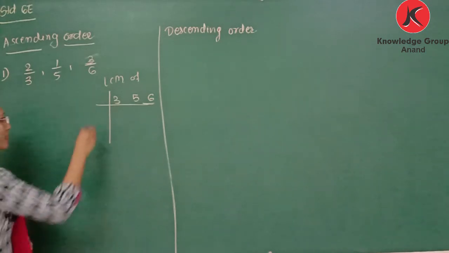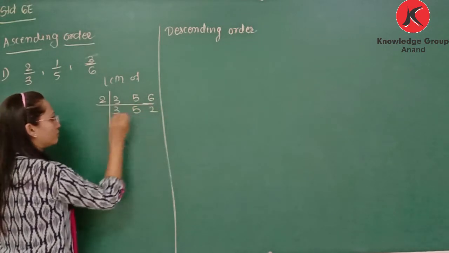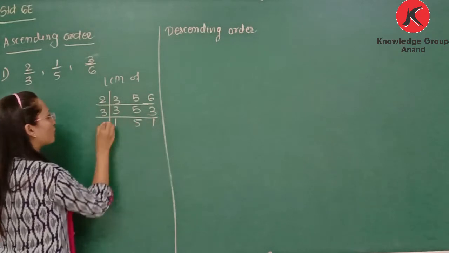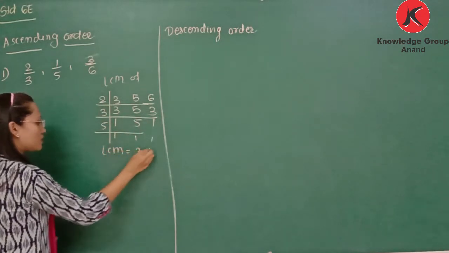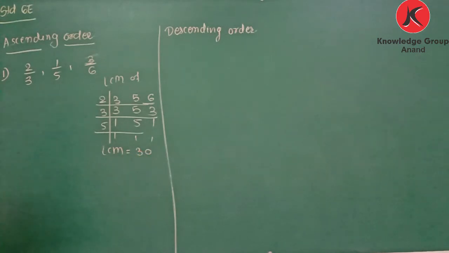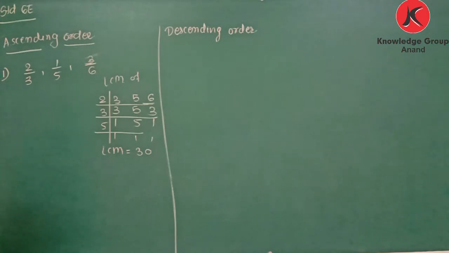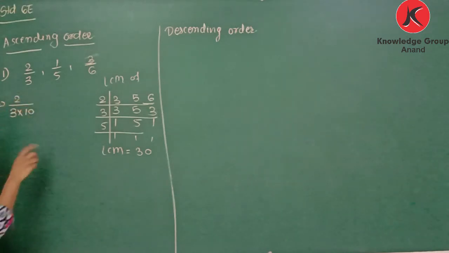Clear? So now start with 2, 3 and 5. So what will be the LCM? It is 30. It means you need to make each denominator 30 by multiplying the fraction with some number. બધાનો denominator 30 કરવાનો. So let's start. It is 2 by 3. Here 3 is multiplied with 10 to get 30.